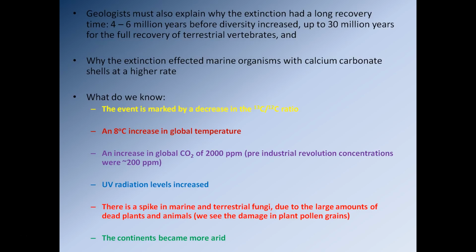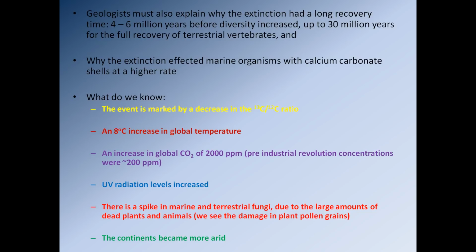Another thing we need to explain is why the mass extinction seems to have predominantly affected organisms that have a calcium carbonate shell. As we discussed, shells can be made from calcium phosphate, from silica. Those organisms suffered, but they didn't suffer as badly as organisms that had a calcium carbonate shell. So there's got to be some reason for that as well. So we have to try and explain all of these things.